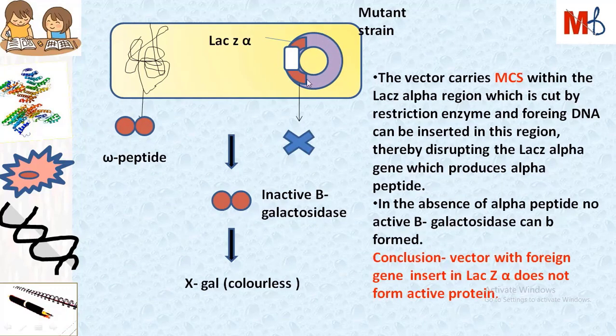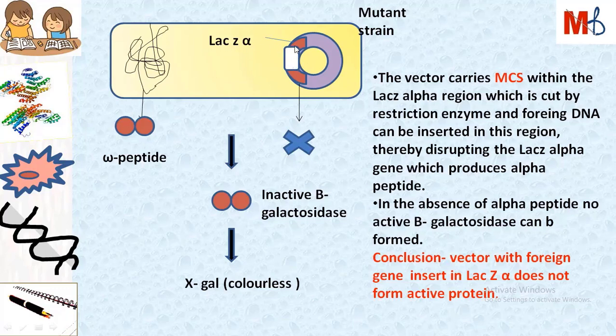Now here this vector carries a multiple cloning site at this lacZ alpha region, and here we use the restriction enzyme to cleave at this portion, so that we can add our gene of interest. And suppose we are adding our gene of interest at this portion in this lacZ alpha region, that means now we are inactivating this lacZ alpha because of the insertion of our gene of interest.